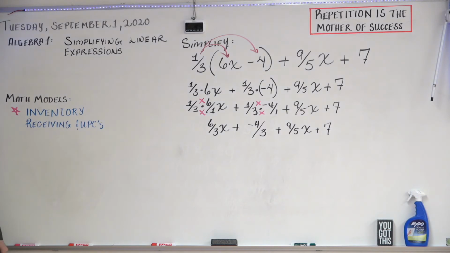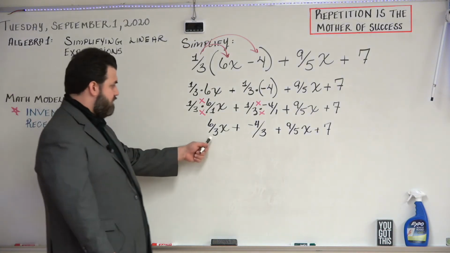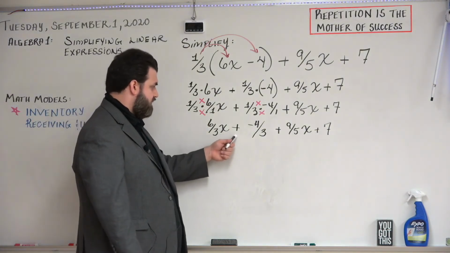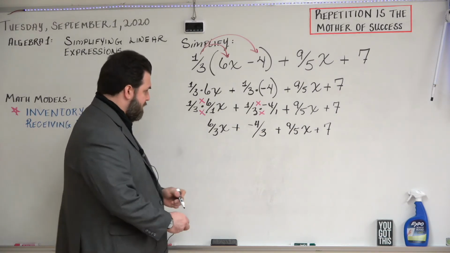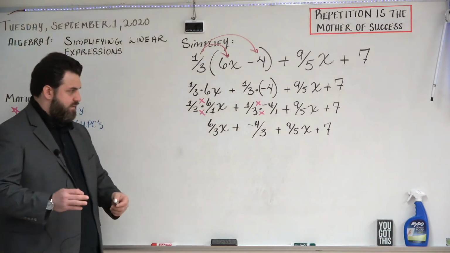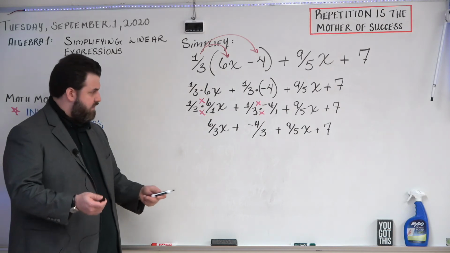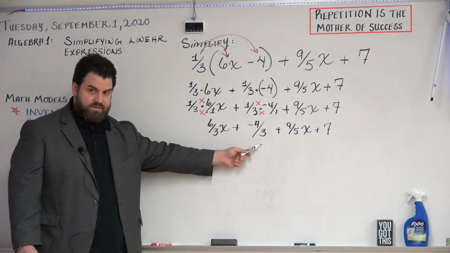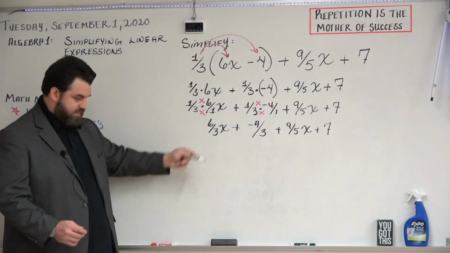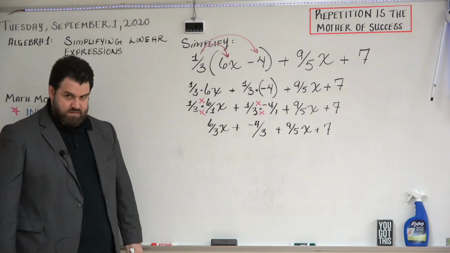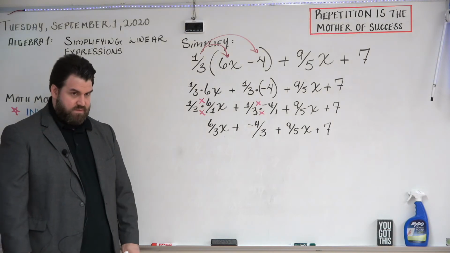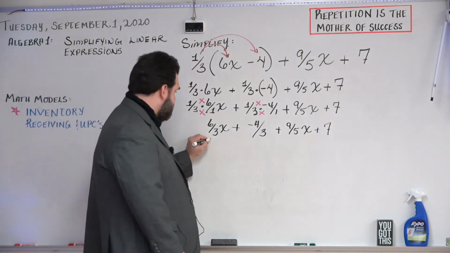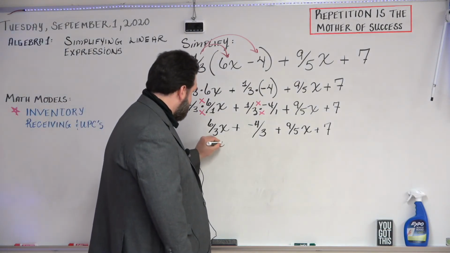It is tempting, but wrong, to try to combine 6/3 x and -4/3 because they're dissimilar. This is the leading coefficient of a variable, and this is a constant. Can we simplify 6/3? What is it? 2. So we can write 2x.